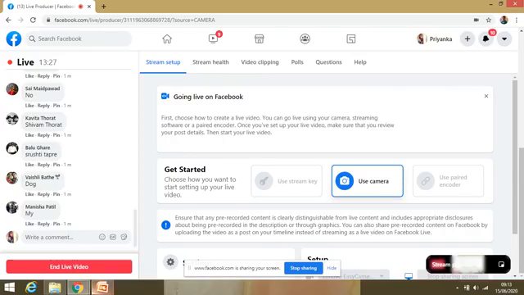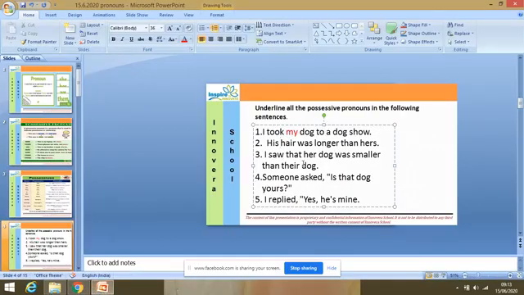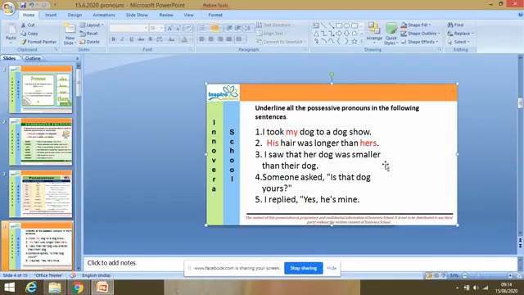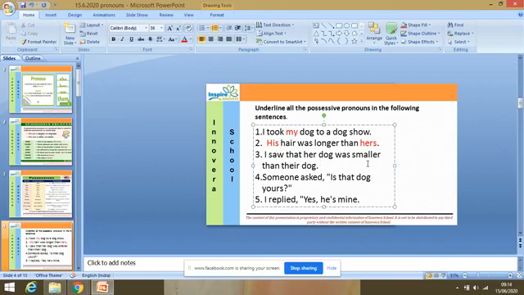Second one, children. His hair was longer than hers. Here, his and hers. There are two possessive pronouns in this sentence. Which are the two possessive pronouns? His and hers. Whenever you find in a sentence his, hers, mine, these kinds of words, they are possessive pronouns.